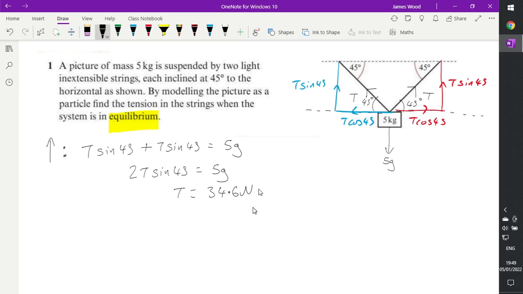If we tried to resolve horizontally, then we would just get t cos 45 equals t cos 45, which isn't very helpful. But resolving vertically, this is helpful to get to an answer.